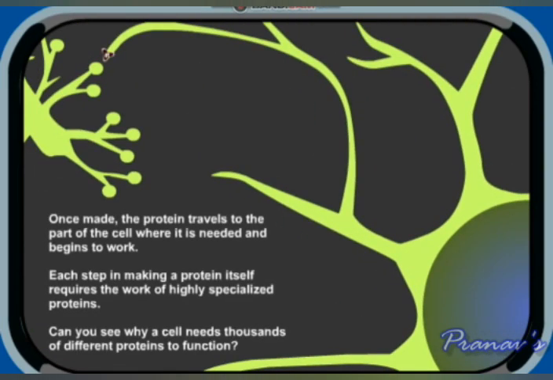Once made, the protein travels to the part of the cell where it is needed and begins to work. Each step in making a protein itself requires the work of highly specialized proteins. Can you see why a cell needs thousands of different proteins to function?